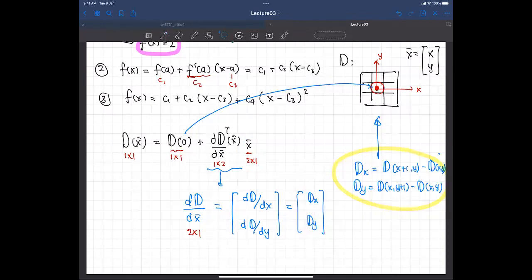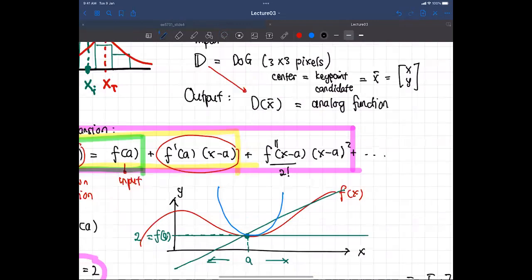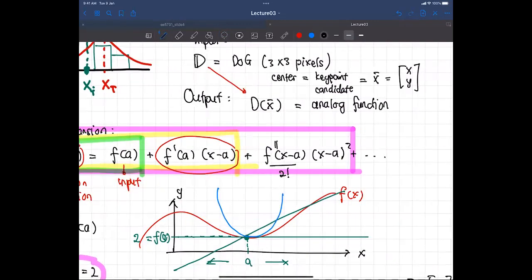Any questions here? That's for the second term, for the parallel extension. Now the third term will be the second derivative here, right? And you have a quadratic there.